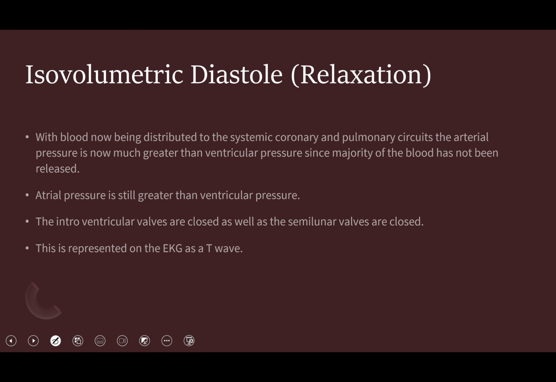Isovolumetric diastole now, the relaxation of the heart, with blood now flowing throughout the different circuits. The arterial pressure is now much greater than the ventricular pressure, since the majority of the blood has been released. So the atrial pressure is still greater than the ventricular pressure. The valves are still closed, and this is represented by the T wave.